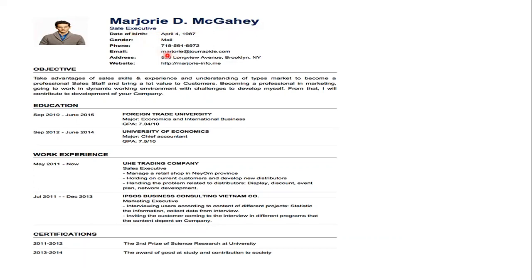Often remember that many CVs don't want your date of birth and other things, but in certain cases where they have to appoint you against some vacancy where your date is more important, because in Pakistan too it is a very common thing that they want the date, whether you are eligible for this or that. Objectives, okay, take advantage of the sales skills and experience and understanding, okay, then education and the work experience and certification.